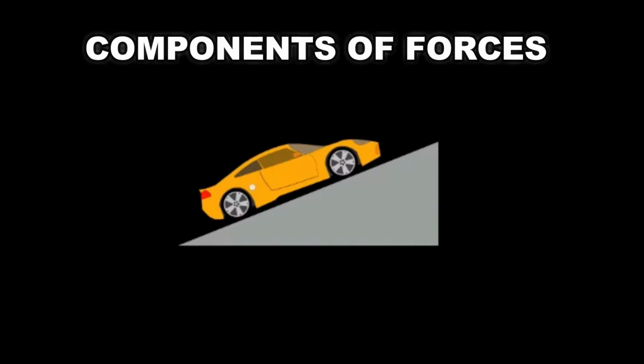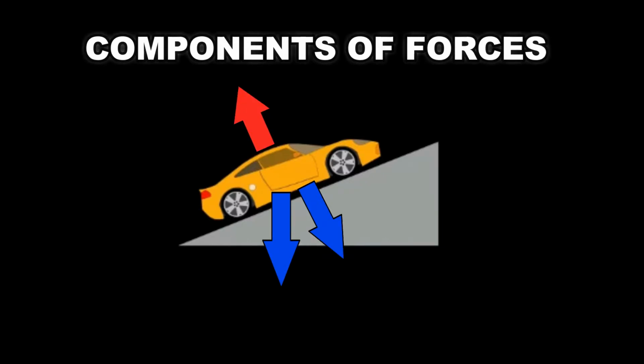To have a deep understanding about law of inertia, we're going to break down the components of forces. So for example, we have a car sitting on an inclined plane. What are the forces acting on it? We have the weight of the car, which is downwards to the core of the earth. The next one is still the weight of the car, but perpendicular to the plane.